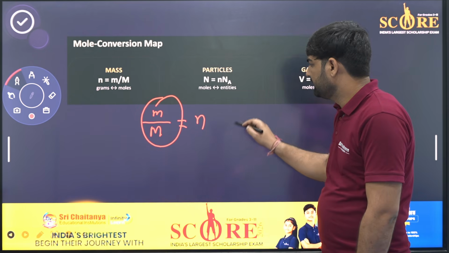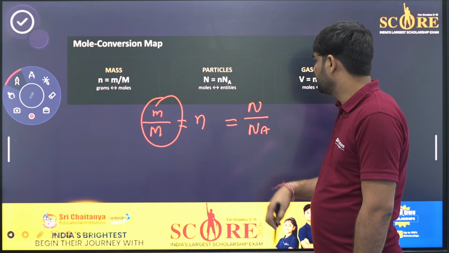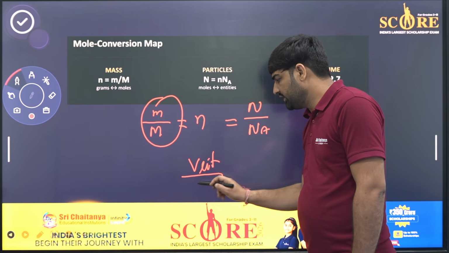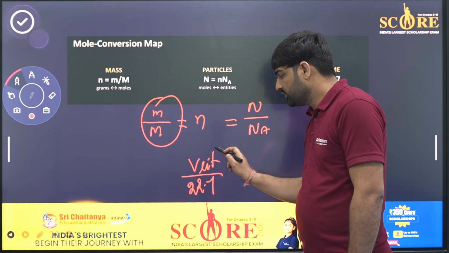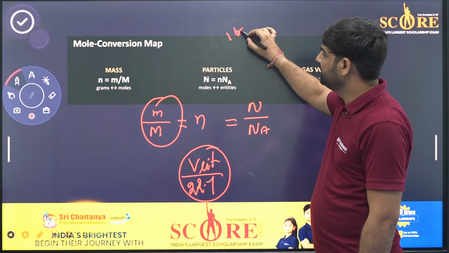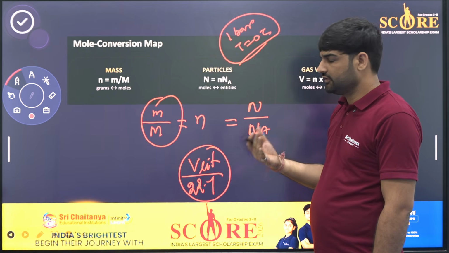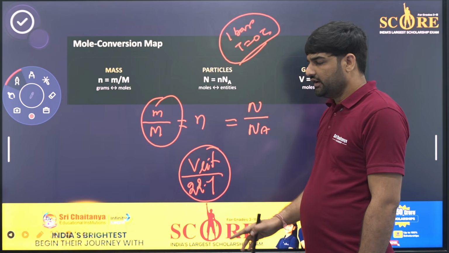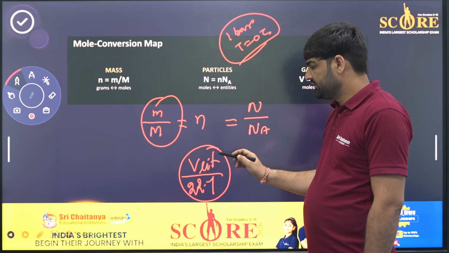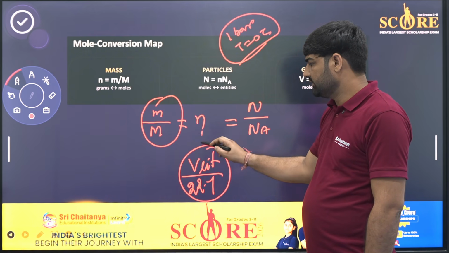If you have number of particles, then you have to divide by Na to calculate number of moles. And if you have volume in liter, then you have to divide by 22.7 for STP condition. If the condition is STP, it means pressure should be 1 bar and temperature should be 0 degree centigrade. If these conditions are fulfilled, then the condition is STP. And in STP condition, if volume is given in liter, then you have to divide by 22.7 for mole calculation.